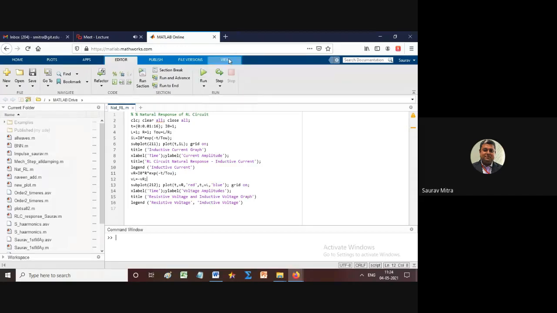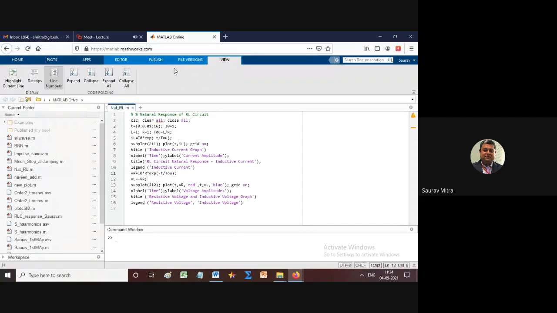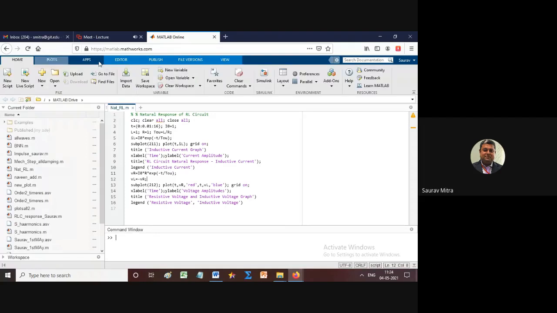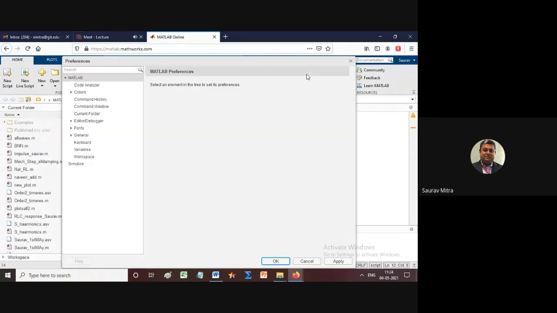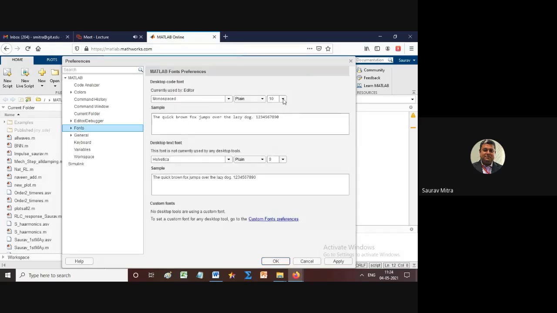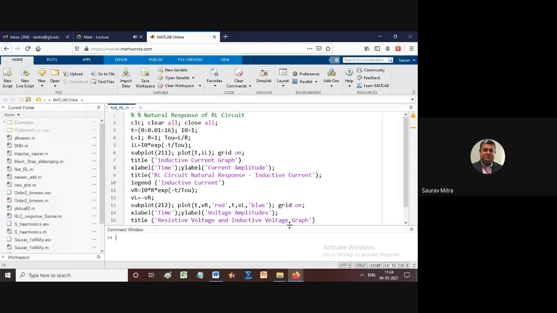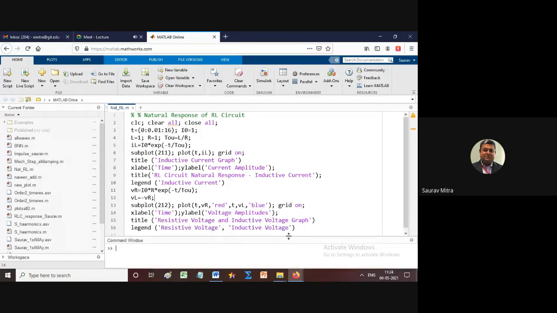So I'll go to View. There was some facility by which I could increase the fonts. Is it visible, a little bigger? Yes, sir. So was the previous one better or is this better? This is better. Fine.